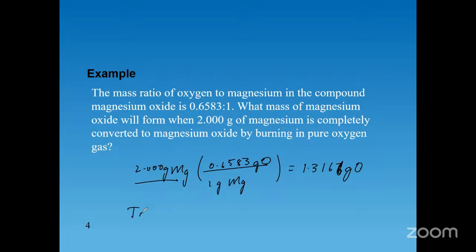So the total mass of the magnesium oxide formed would be equal to the 2.00 grams plus the 1.3166 grams. And whatever that gives, that would be 3.3166 grams. That's it, right? Any question about this one? Okay. Moving on.